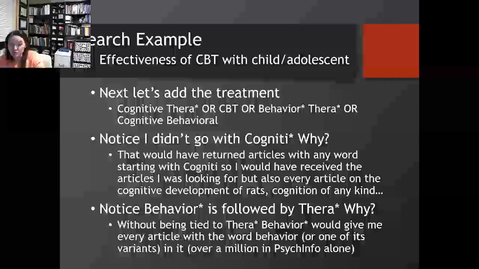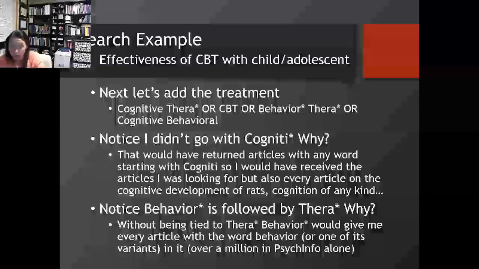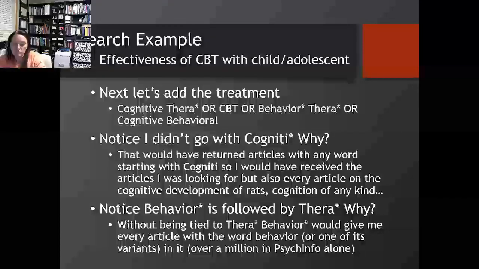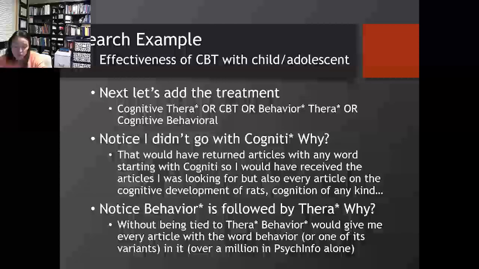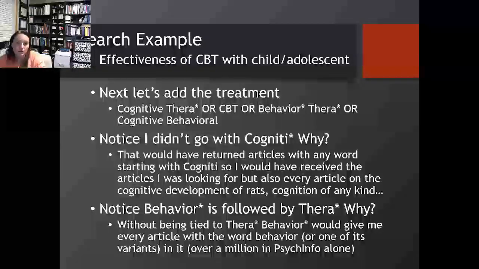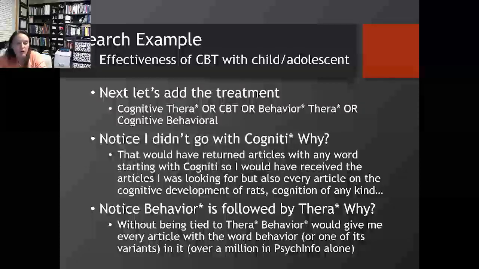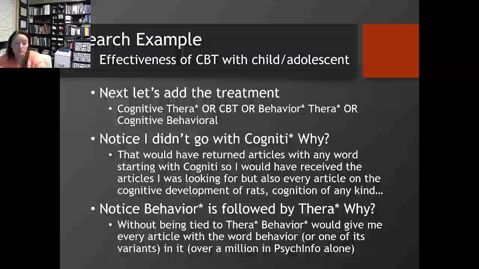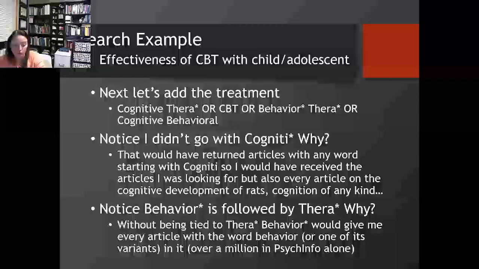Okay, and so why didn't I go with cogniti with an asterisk following that to shorten cognitive? This would have returned just about anything, even including the cognitive development of rats. Okay, so you name it, cognition of any kind. Not what we're interested in. So you want to be really careful about where you place an asterisk, because it's really going to return anything and everything of what that word could be.